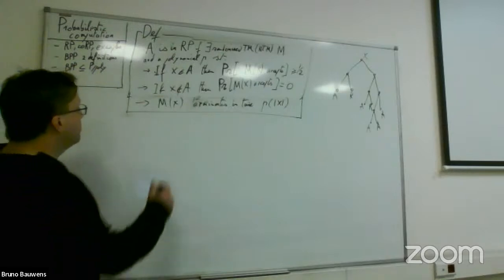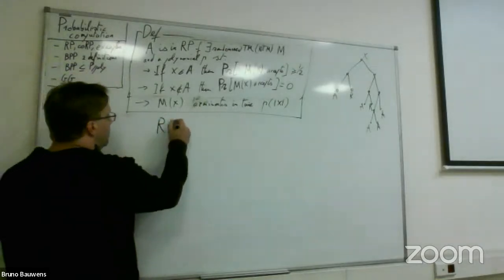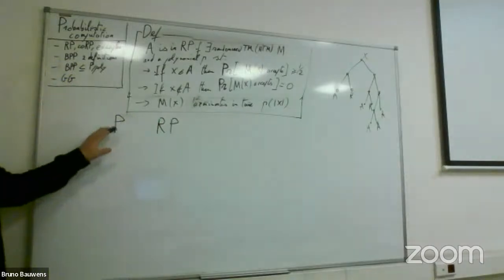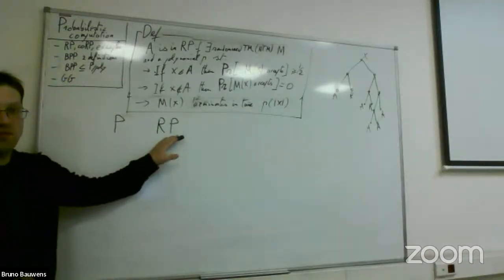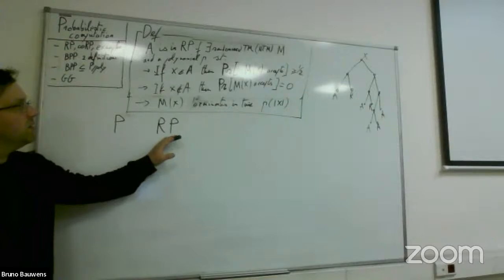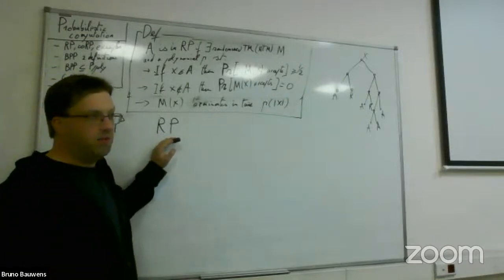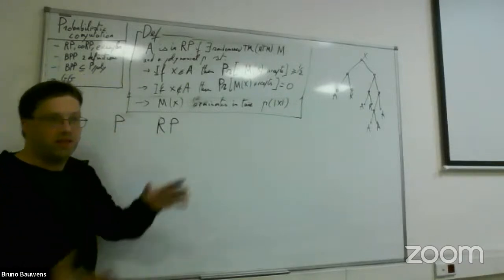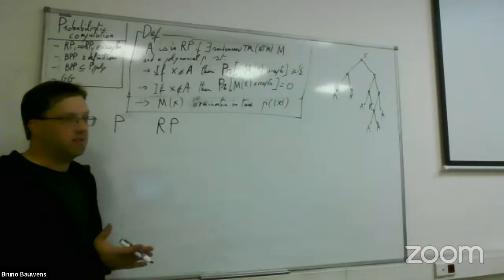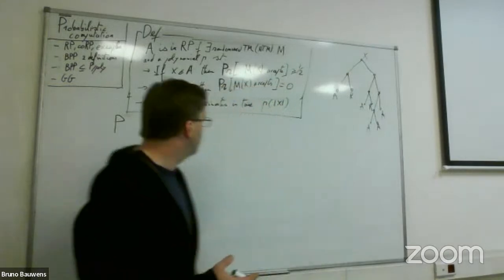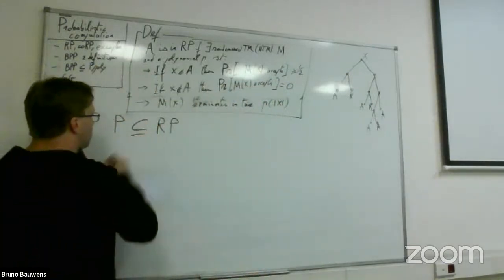Okay, so let us look at RP. What can we say? Can we understand that P is a subset of RP? Well, yeah, very easy, because every deterministic Turing machine can be viewed as a non-deterministic one. We have just 2 times the same transition table. And then there will be basically only one branch. So, of course, this is true.